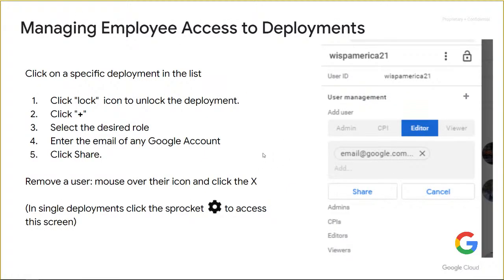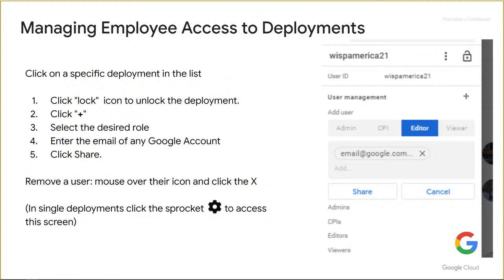Now, deployments, like your main SAS account, have their own access control. I was mentioning you have specific admins, CPIs, editors, etc. And this is one of the main reasons that deployments exist. To make a change in a particular deployment, and this is true for your Google SAS account as well, the steps are: you unlock it with the little lock icon there. You click the plus button. You choose whether you want the person to be an admin, a CPI, and then you enter their email, and then you click the share button.